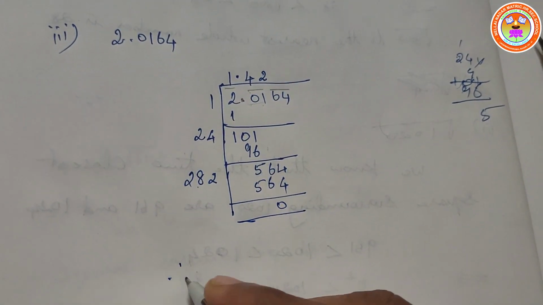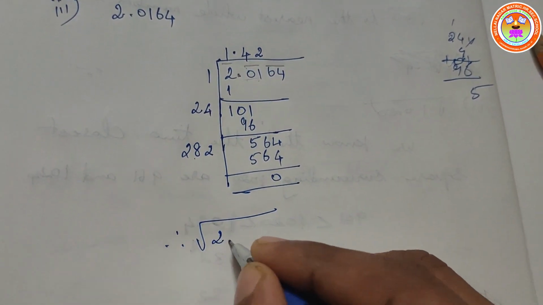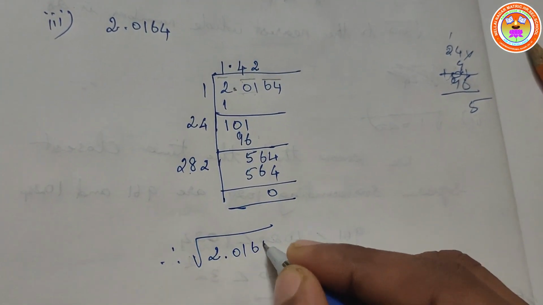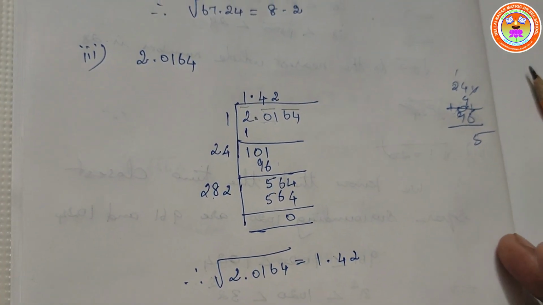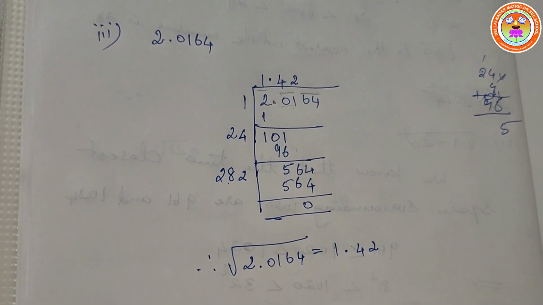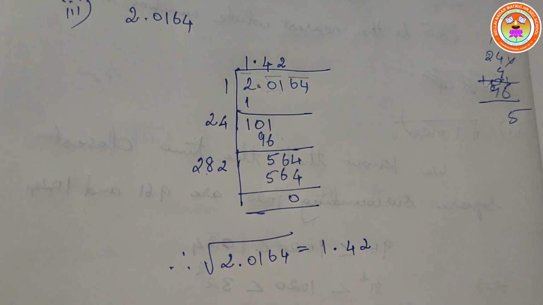Therefore the square root of 2.0164 is equal to 1.42. Like this you have to find the square root for the decimal number.